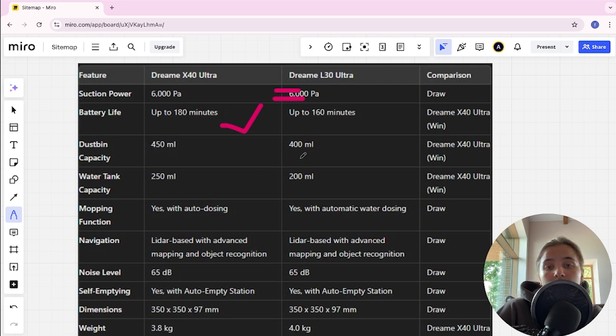450 milliliters and 400. And the X40 here is the winner. Water tank capacity: 250 milliliters and 200 milliliters. And the X40 here is the winner.